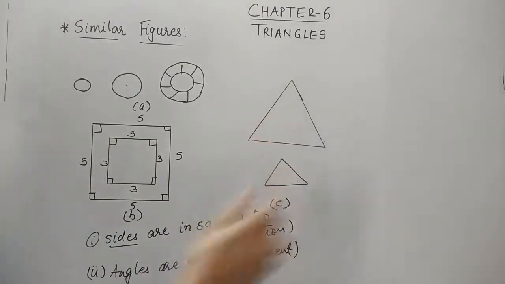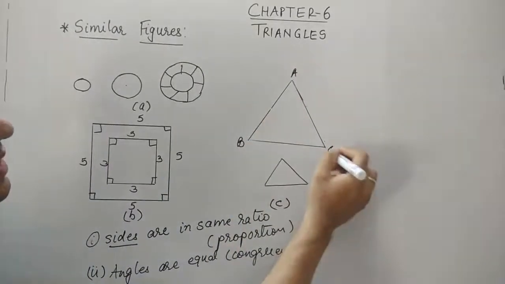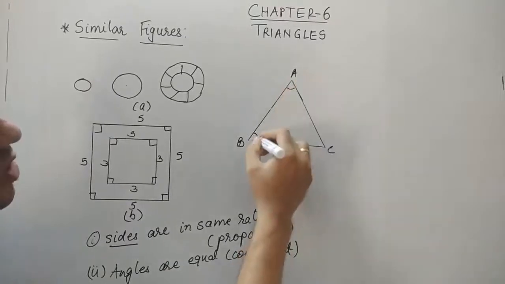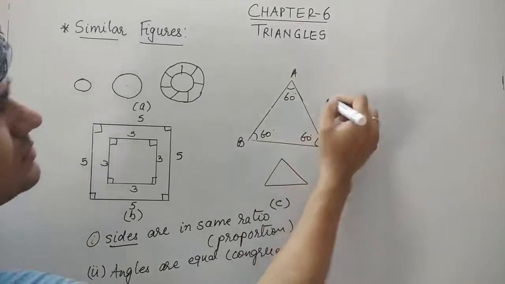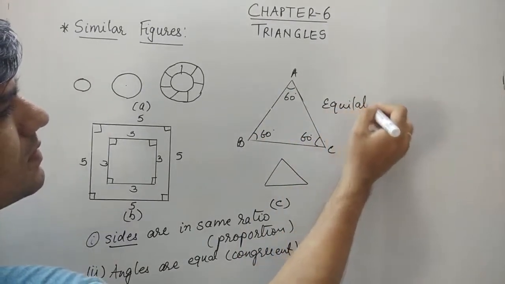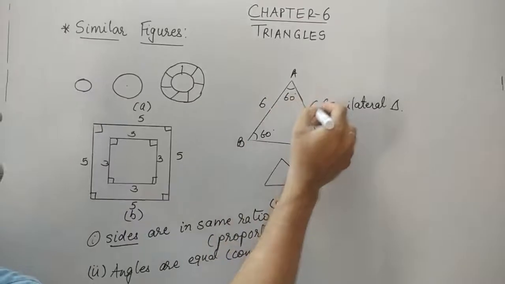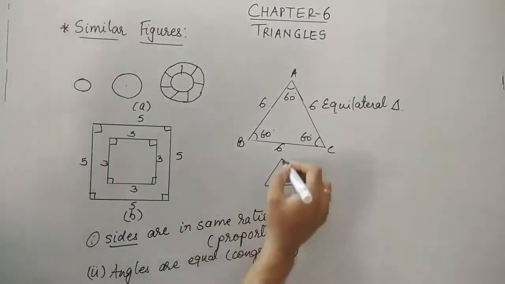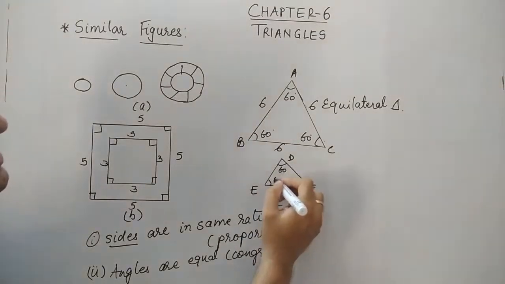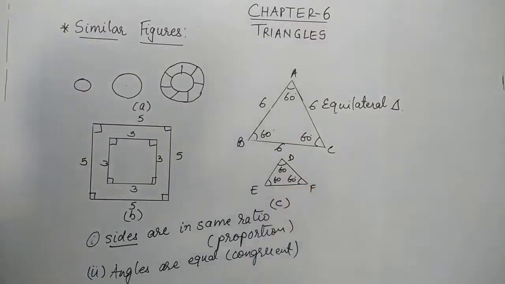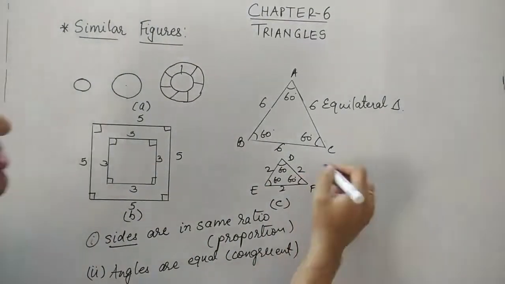Let's come to this triangle. The triangle ABC, we can see here all the angles are 60, 60, 60. So we can say it is an equilateral triangle. Let us give the sides as 6, 6 and 6 centimeter. The other triangle which we have, DEF, is also an equilateral triangle with the same angle measurement 60. But here you can see that the sides are smaller, so it is 2, 2, 2. It is also an equilateral triangle.